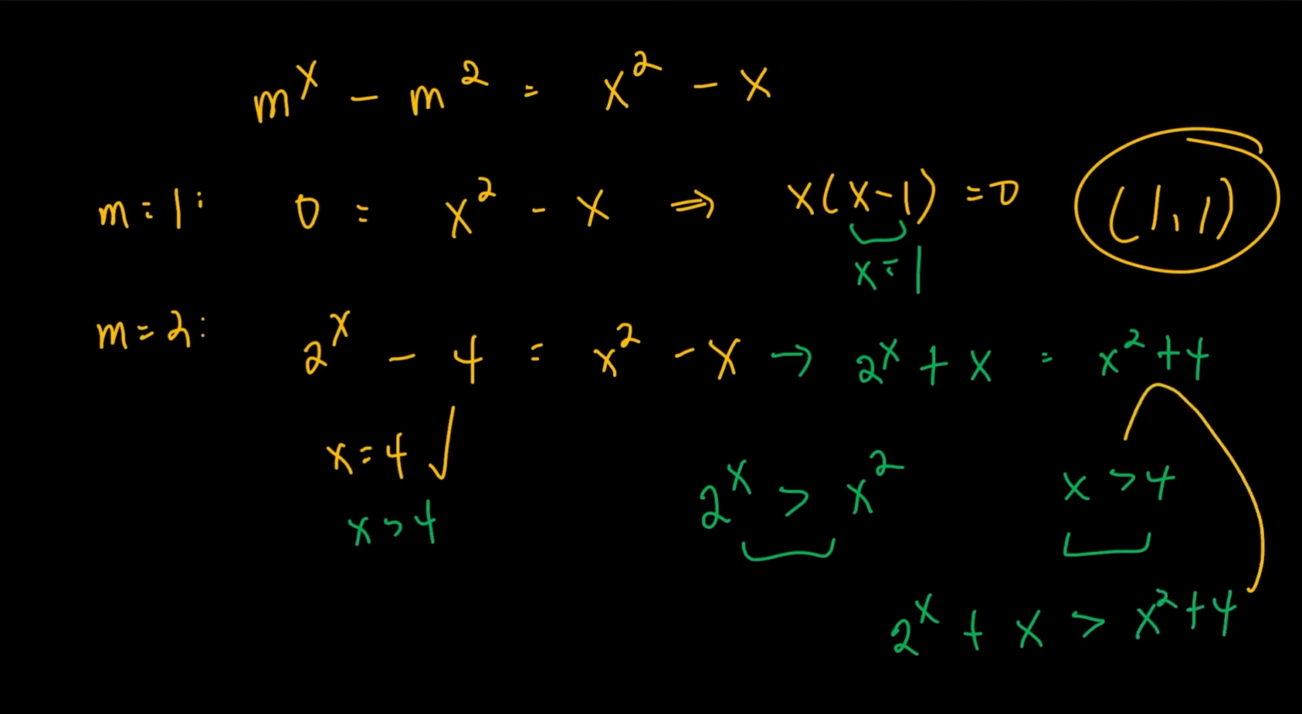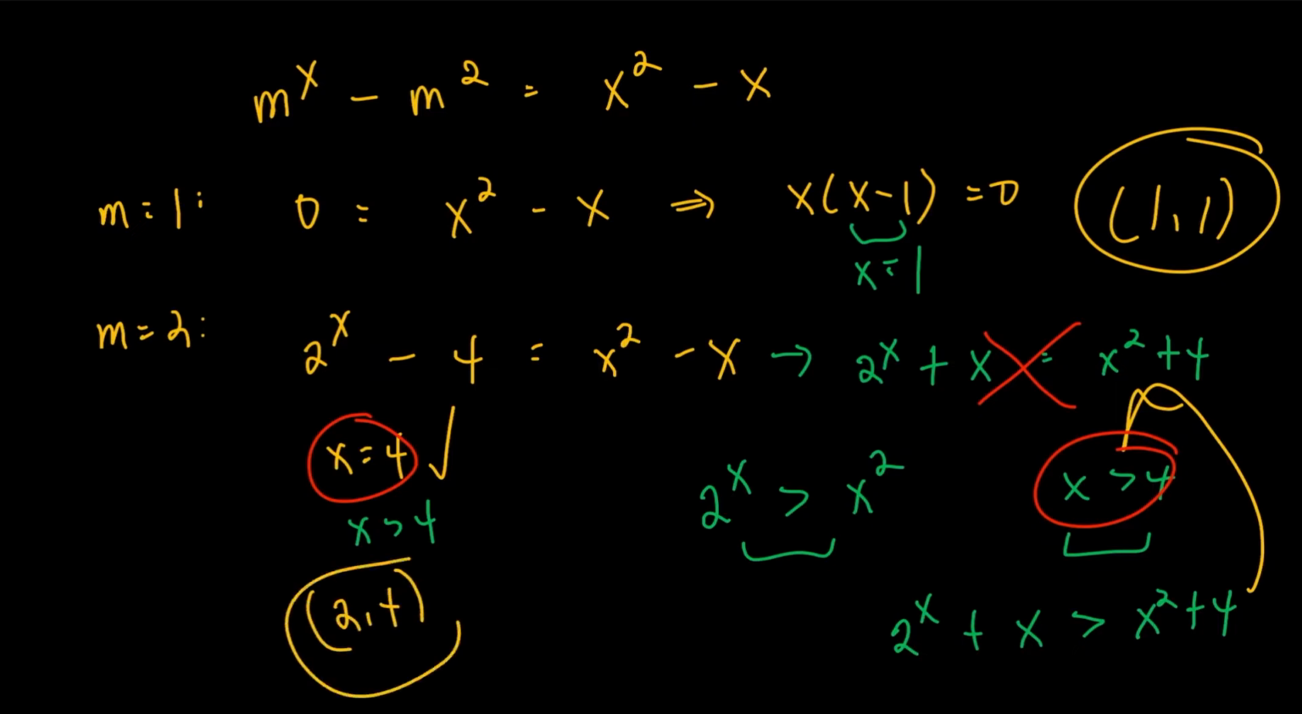So equality is actually impossible for x greater than 4. So if m equals 2, x can't be greater than 4. I believe x equals 4 is the only solution. You could try x equals 1, 2, 3, but those are not going to work. So at least for m equals 2, I'm getting this solution, 2, 4.